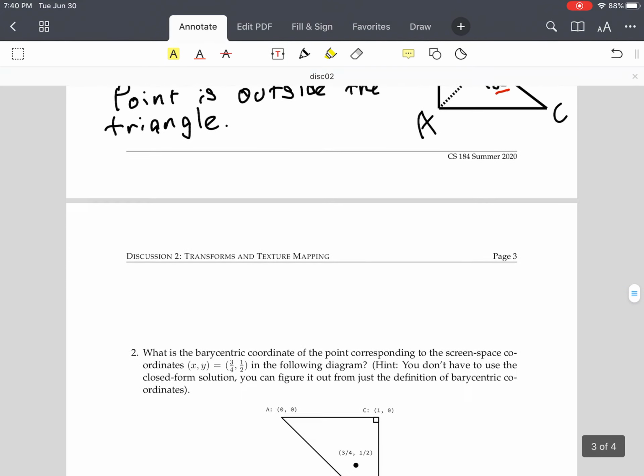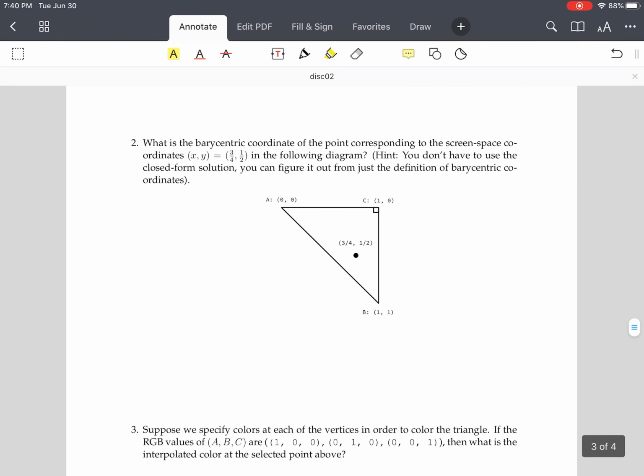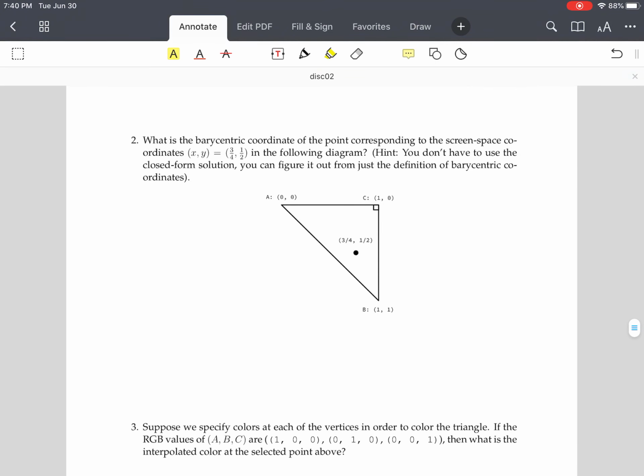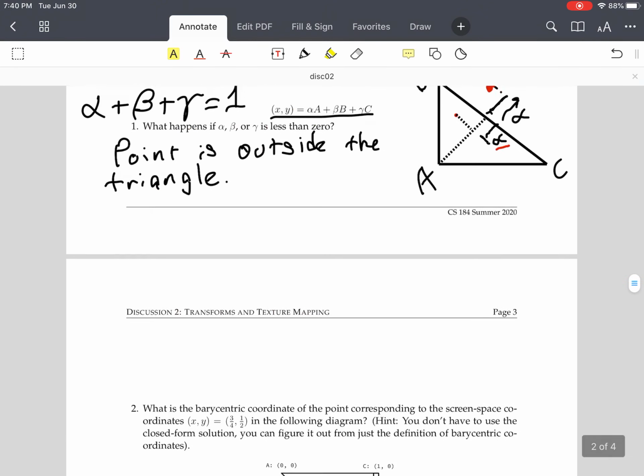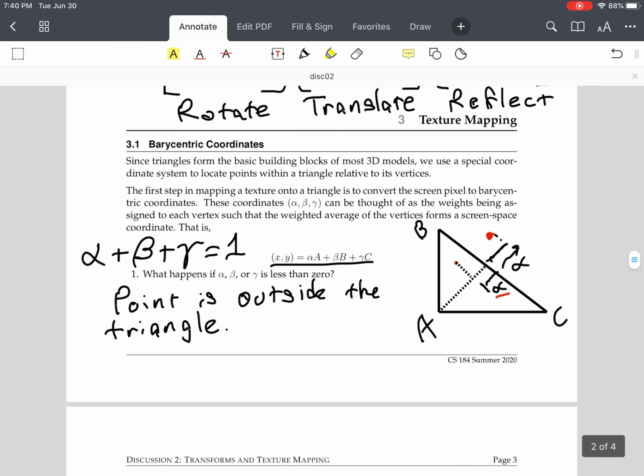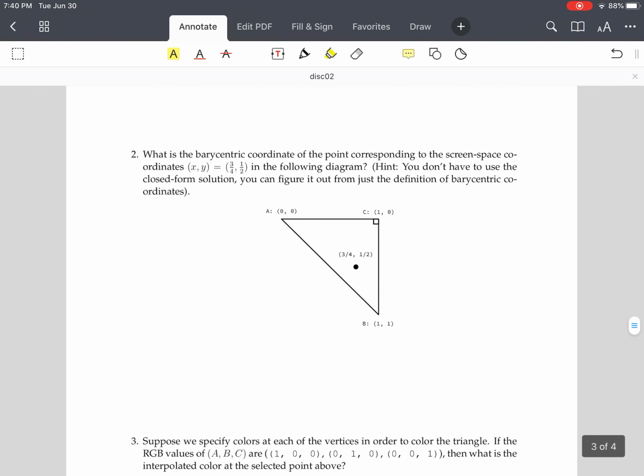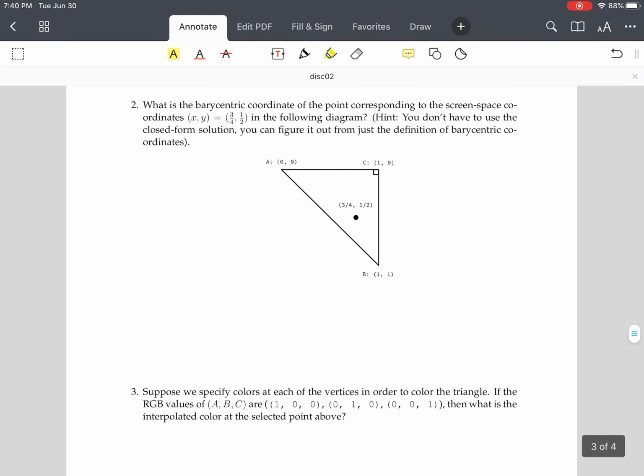Okay, let's keep going. So now the question is, what is the barycentric coordinate of the point corresponding to the screen space coordinates x, y equal to 3/4, 1/4 in the following diagram? Okay, so let's take a look here. As we talked about up here, it's basically telling us that xy is this weighted sum of a, b, and c, right? So we can come down here and write some equations of what we know.